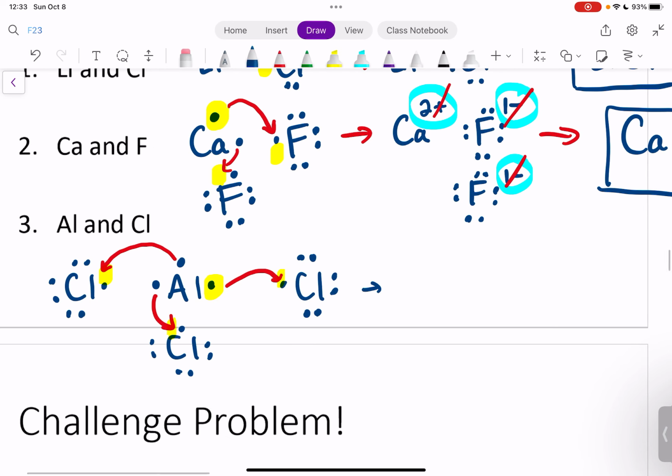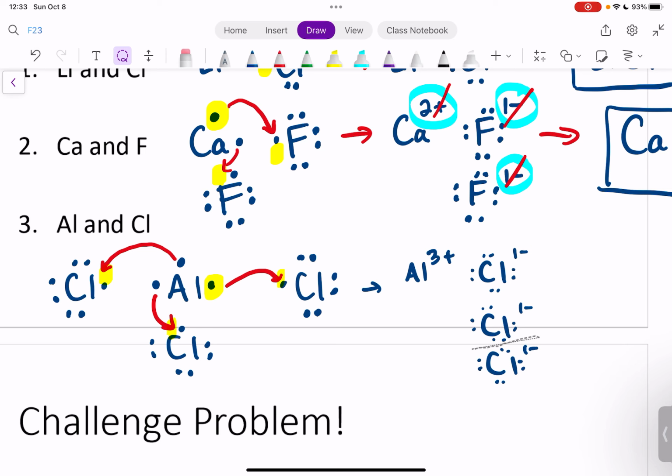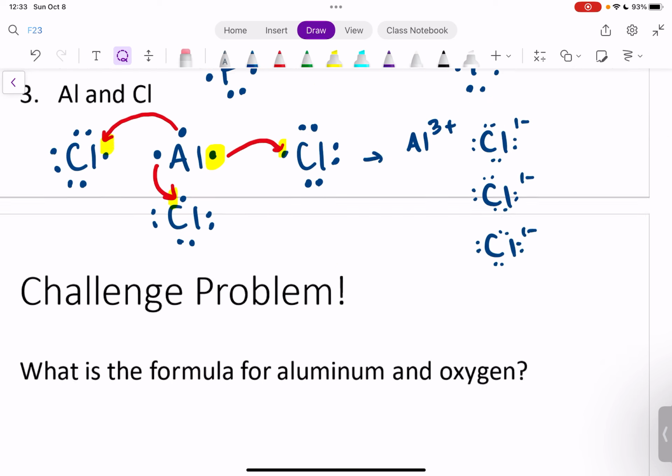So, right, we've got aluminum with a 3 plus charge because we lost 3 electrons. Okay, and then chlorine, we've got 3 of them. So I'm just going to write out all 3 here. Let me actually scoot this one down a little smidge. There we go.